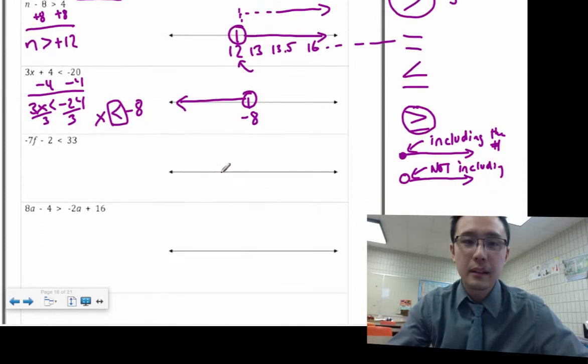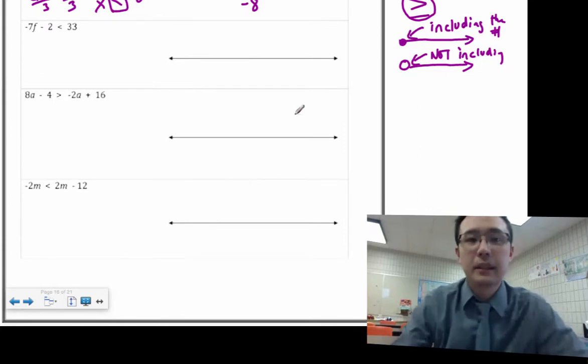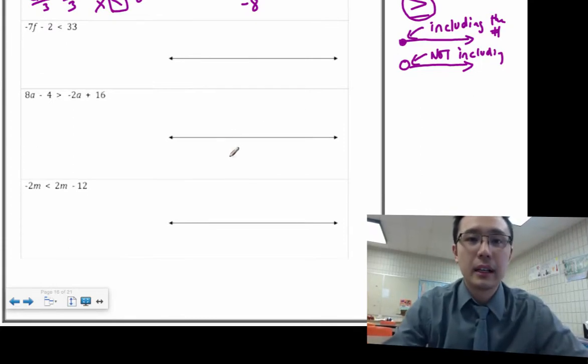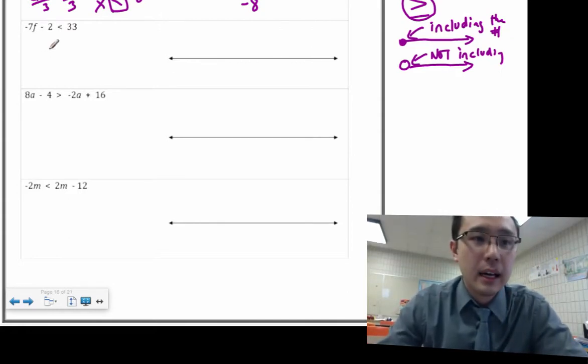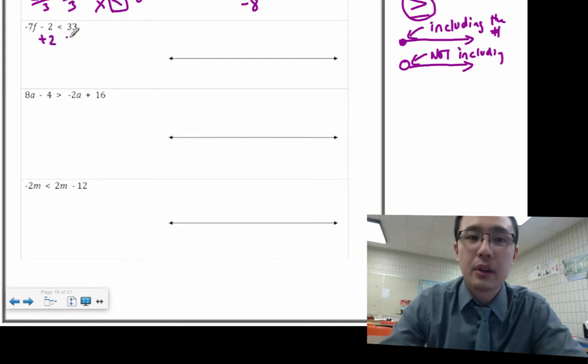So this inequality stuff might be a little bit different, but it's very similar to solving for an unknown. Here's one tricky part to this question. Negative 7f subtract 2 is less than 33. So I'm going to solve for my f just like how I would solve for any other question. So negative 7f is less than plus 35.